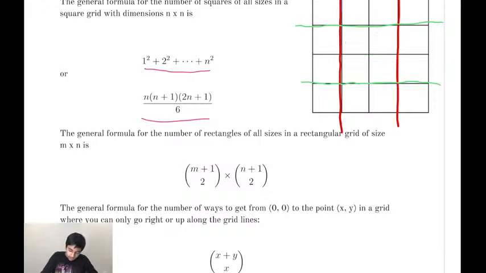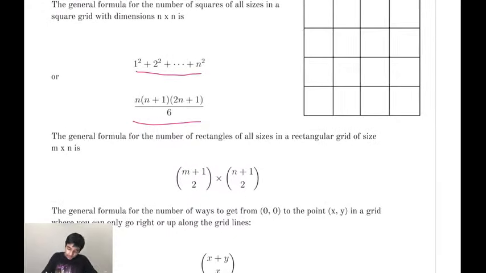So in general, that's how the formula comes. And the number of ways to get from (0, 0) to (x, y) on a coordinate plane, where you can only move right and up along the grid lines, is x plus y choose x. So for example, the number of ways to get from (0, 0) to (4, 4) is 4 plus 4 choose 4, or 8 choose 4, which is 70.